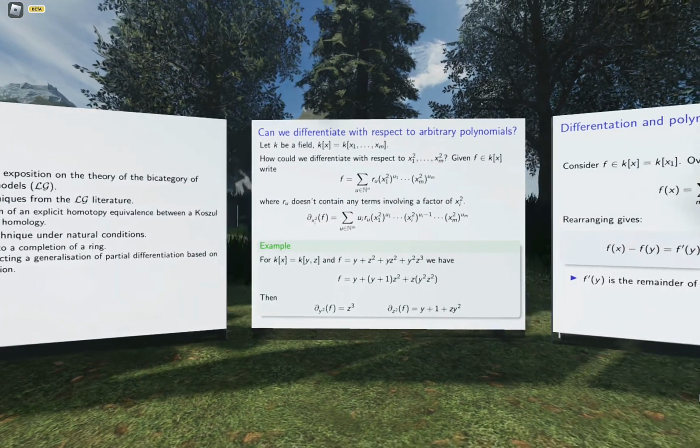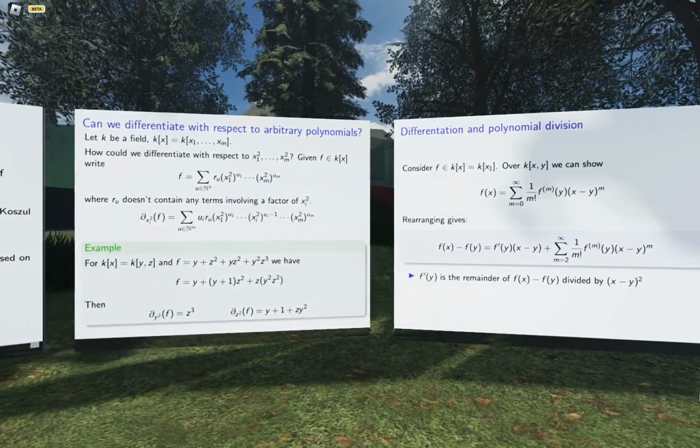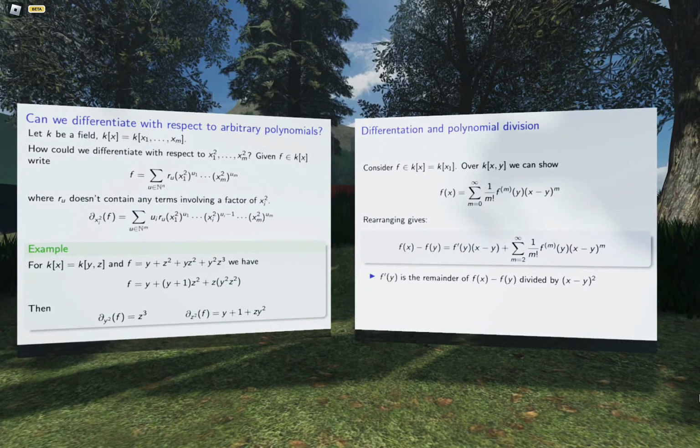So if we take a look at the next slide, I'll ask you to consider the question of, can you differentiate with respect to an arbitrary sequence of polynomials? Throughout this talk, let K be a field and consider a multivariate polynomial ring over K. And how might we go about defining differentiation in this polynomial ring with respect to the variables squared, so the polynomials x1 squared through xm squared?